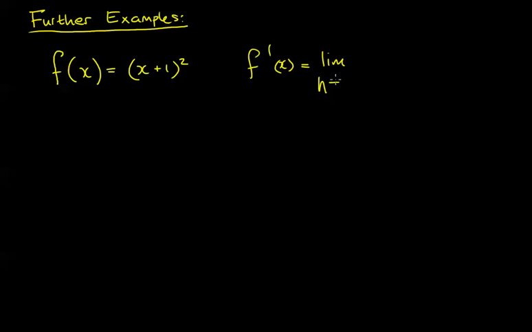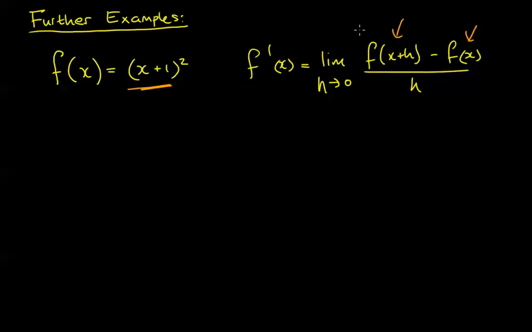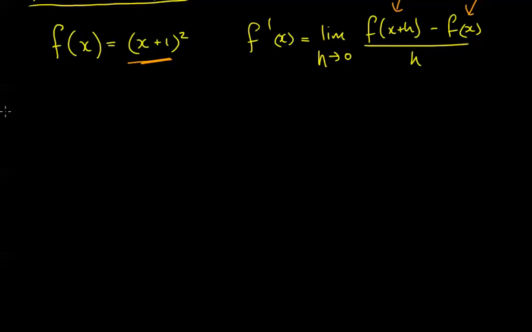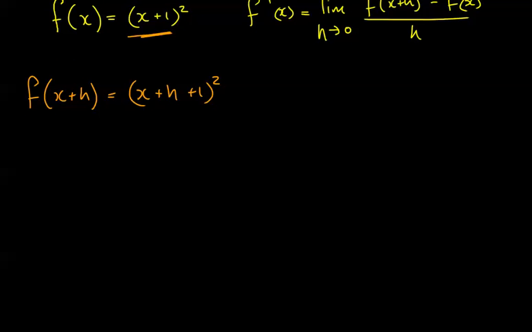So limit h tending to 0 of f of x plus h subtract f of x all over h. Okay, so let's work that out. First of all, this bit is easy to do because I'm just going to copy that here, but it's this bit I need to work out, and hopefully some h's might cancel out. So let's work out f of x plus h. That would be (x plus h plus 1) squared. That's going to take some time to work out, so let's actually work that out now.